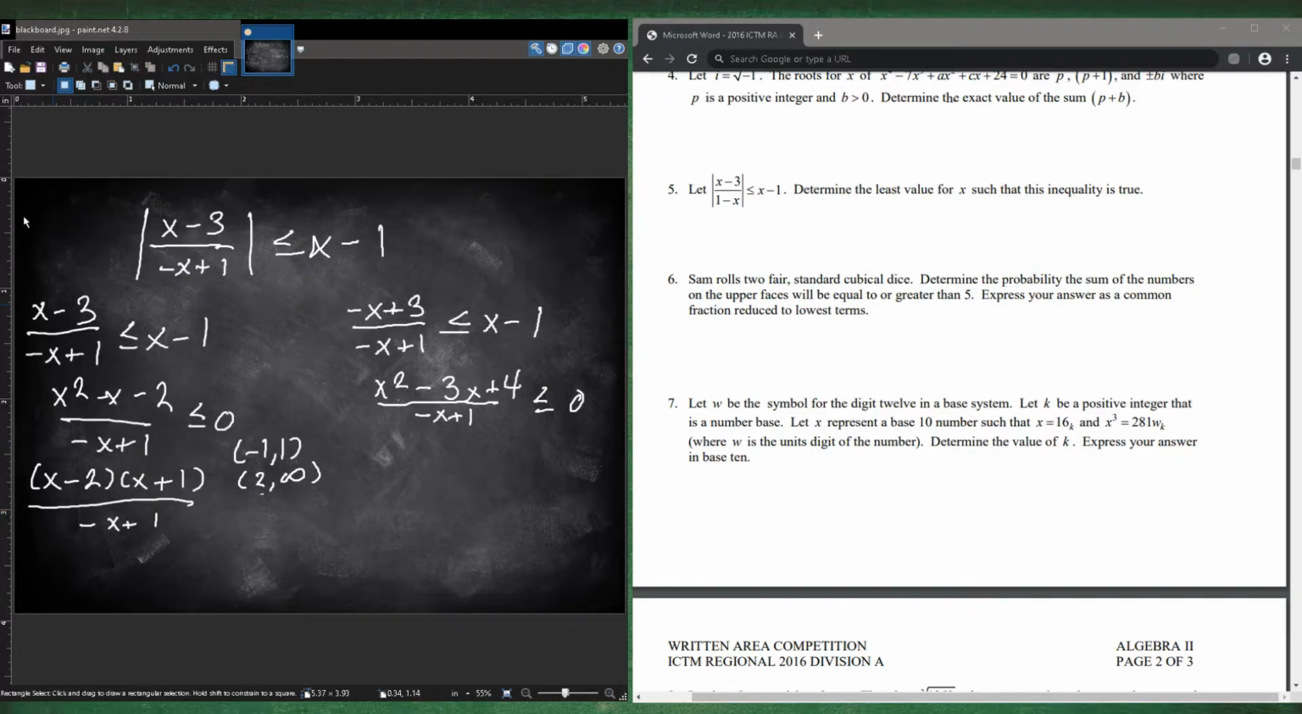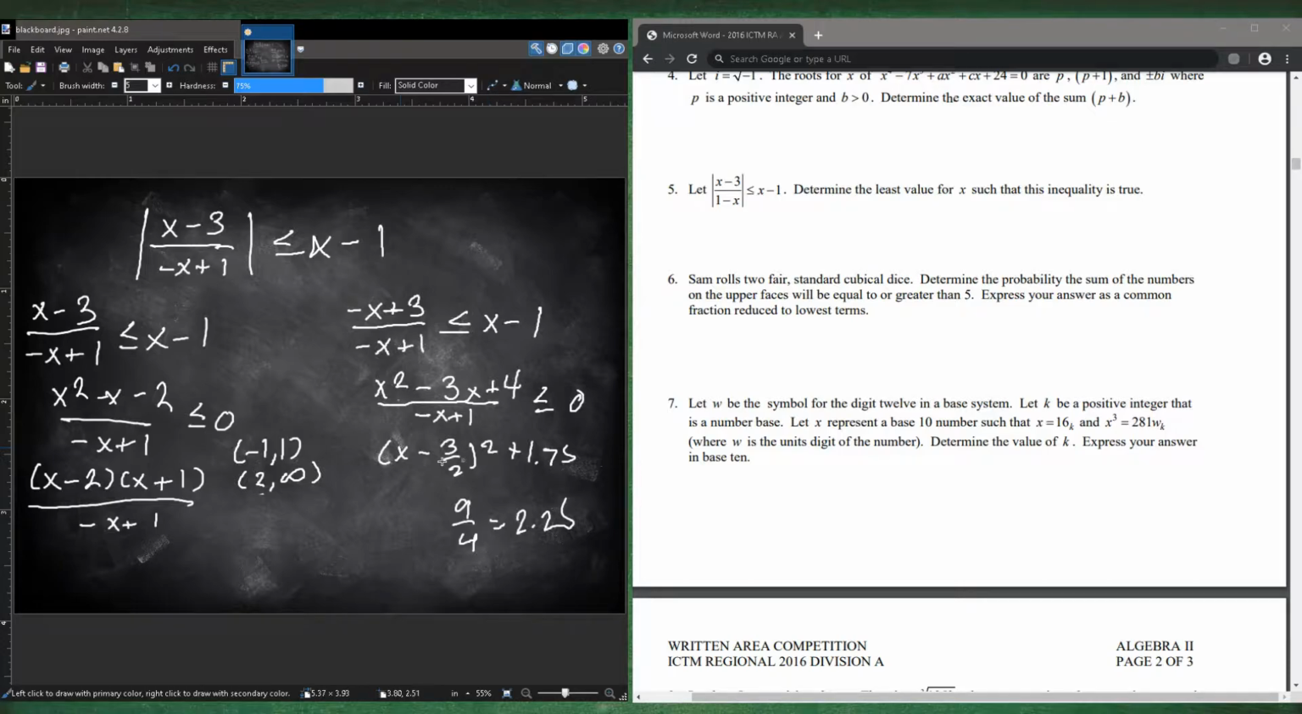Okay, somewhat clean enough. So we know that's true. Now let's do the solution set for this one. So we have x minus, let's say, 3 over 2 squared. So that's x minus 6. Yeah, so this is plus 9 over 4, which is just equal to 2.25. So that means we need to add 1.75.